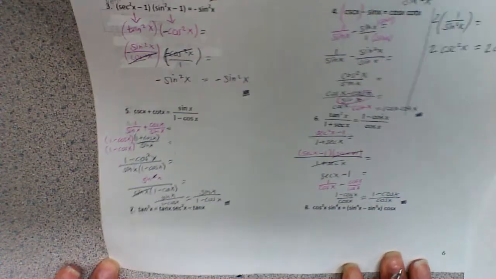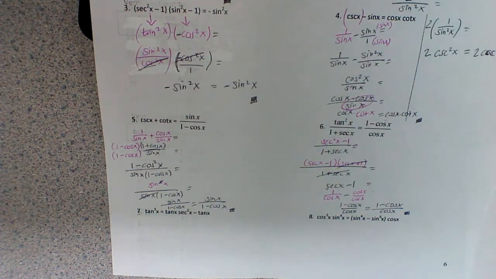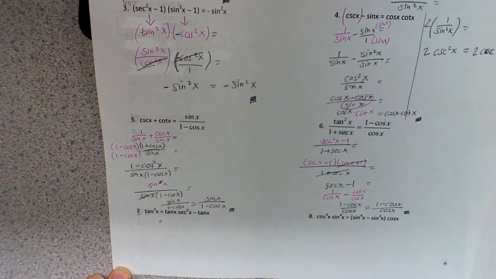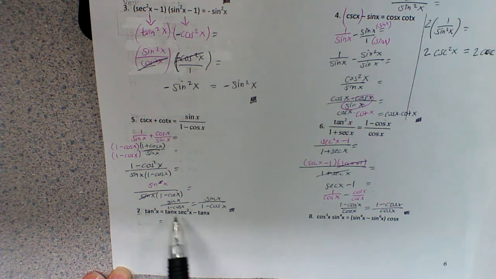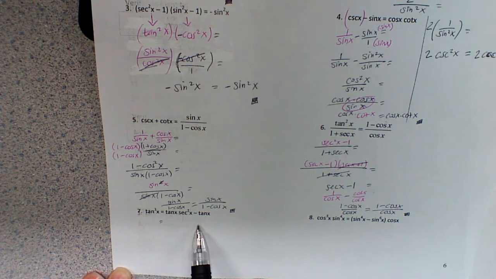Number 7 looks like a lot of work, but it's actually a lot simpler than you might think. Now this one, the very simplified side is the left side. So on this one, I'm going to actually simplify the right. I'm going to work with the right side. Okay, so now if I look through it, I have tangent times secant squared minus tangent. Very close to an identity, but not quite there yet.